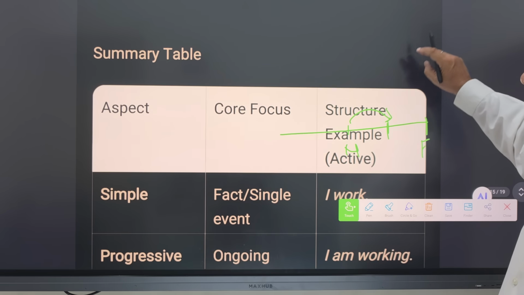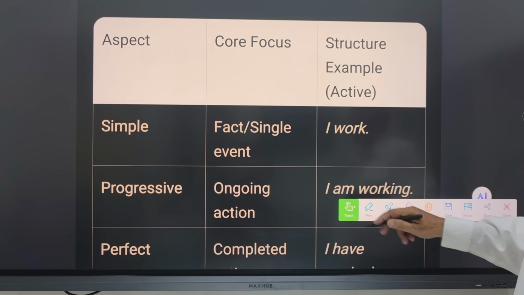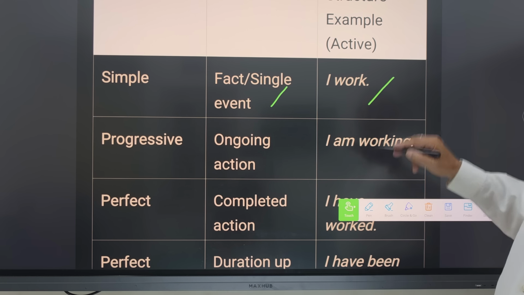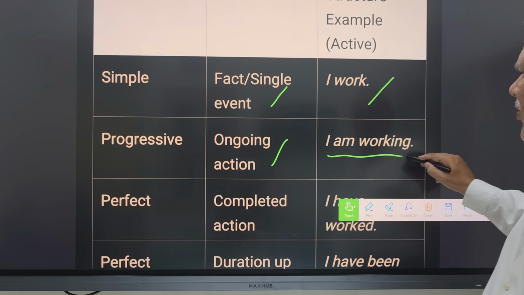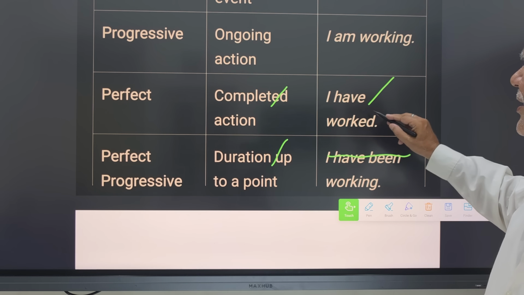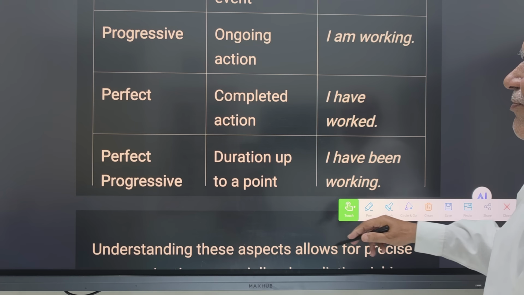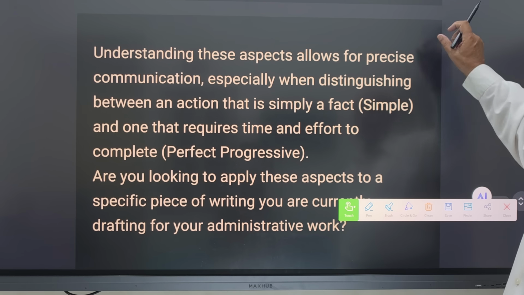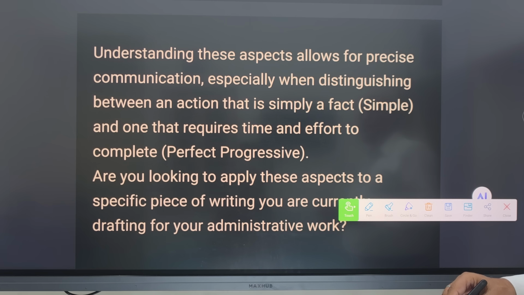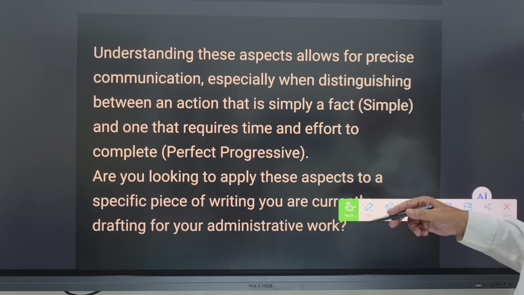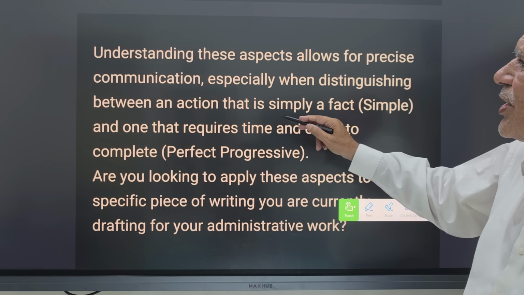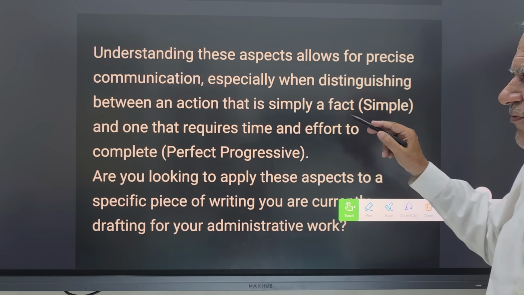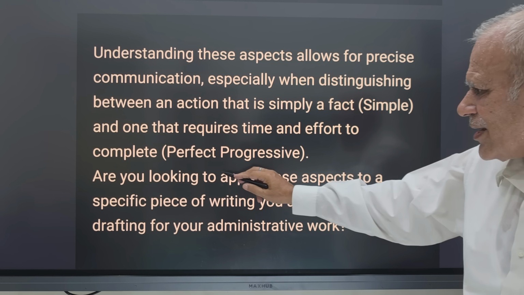So now what is the summary of aspect? Simple: core focus is on fact or single event. Example is I work. Progressive: ongoing action, I am working. Perfect: completed action, I have worked. Perfect progressive: duration up to a point, I have been working. Now see, if you understand these aspects, then what happens? This allows for precise communication, especially when distinguishing between an action that is simply a fact and one that requires time and effort to complete. Perfect progressive.